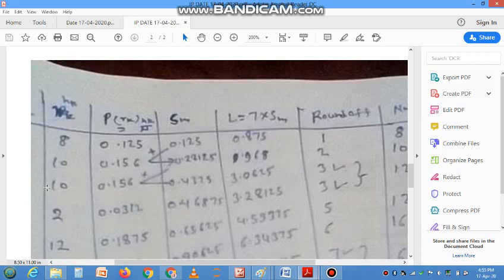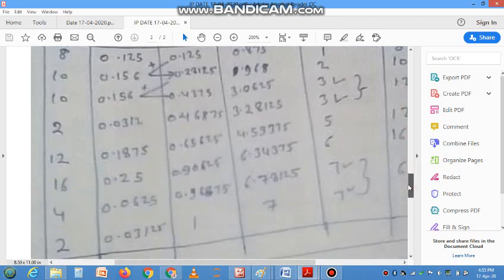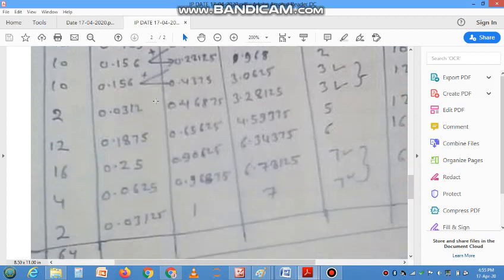Next, coming to gray label 2, we add 0.156 and this 0.2815. So 0.2815 plus 0.156 will be 0.4375. Okay, so we write it here, 0.4375. Now at this gray label, 0.4375 plus 0.0312, then we will get 0.46875.